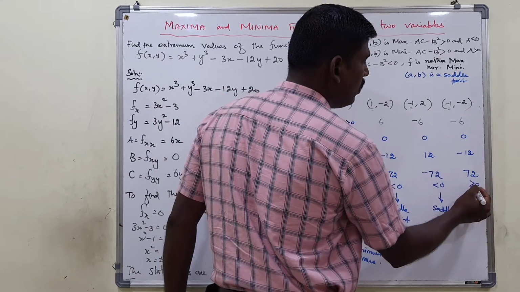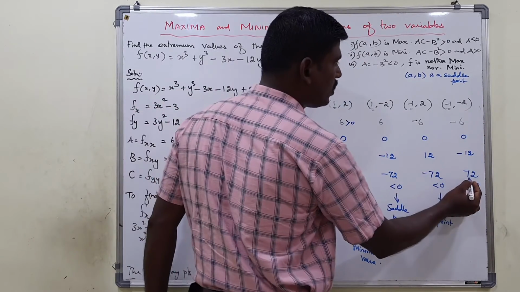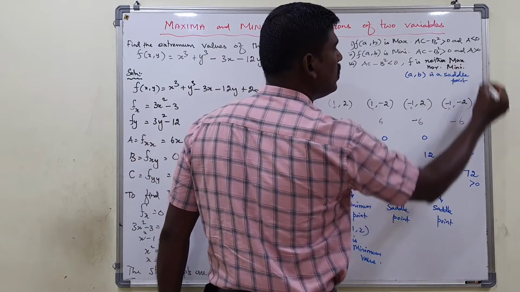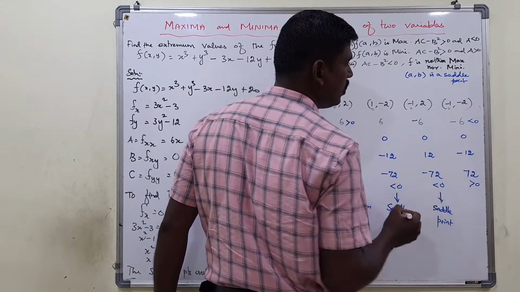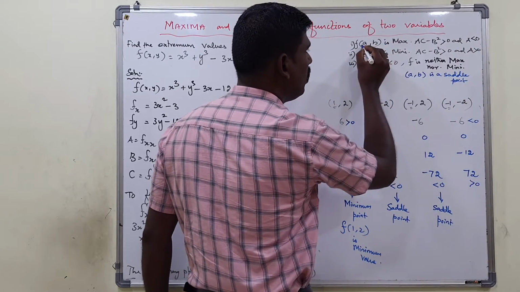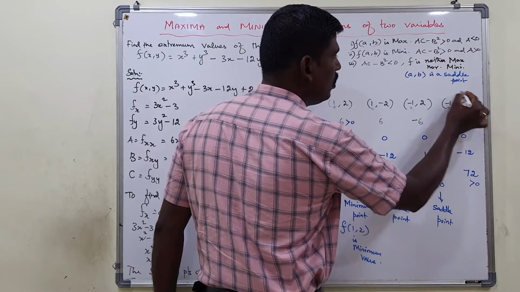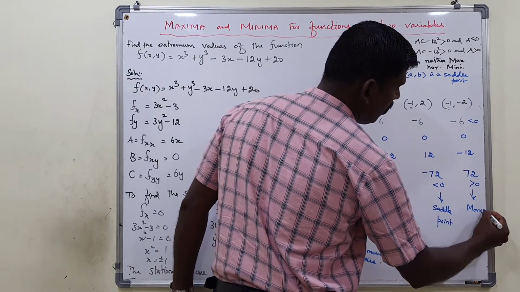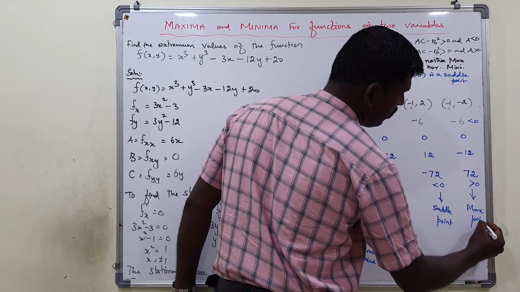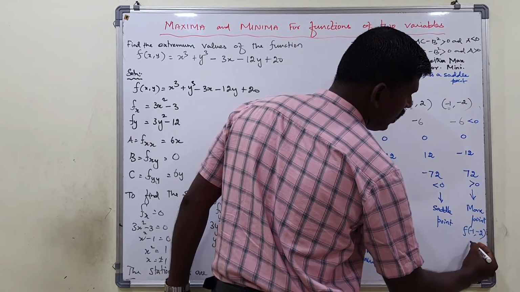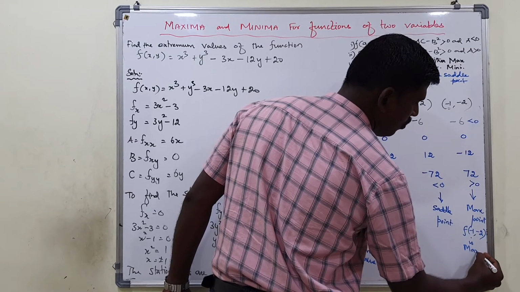Look here. AC minus B square is positive, and also what is the value of A? A is negative, that is less than 0, isn't it? So AC minus B square is positive, A is less than 0. Therefore, F of A comma B is the maximum point. So this is the maximum point. That means F of minus 1 comma minus 2 is the maximum value.